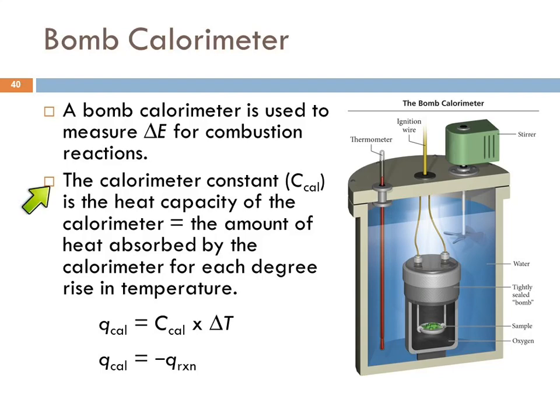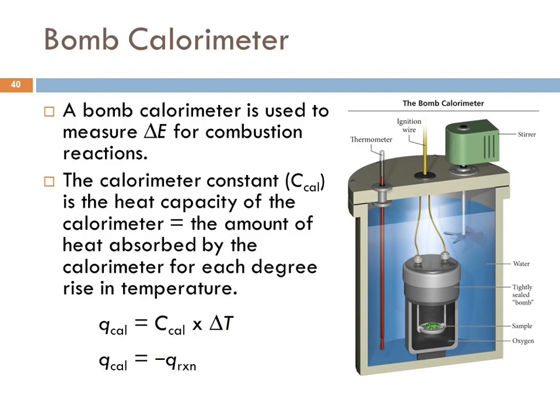So we have a calorimeter constant, which is the heat capacity of the calorimeter, which is the amount of heat absorbed by the calorimeter for each degree rise in temperature. So Q is the heat capacity of the calorimeter times the change in temperature.